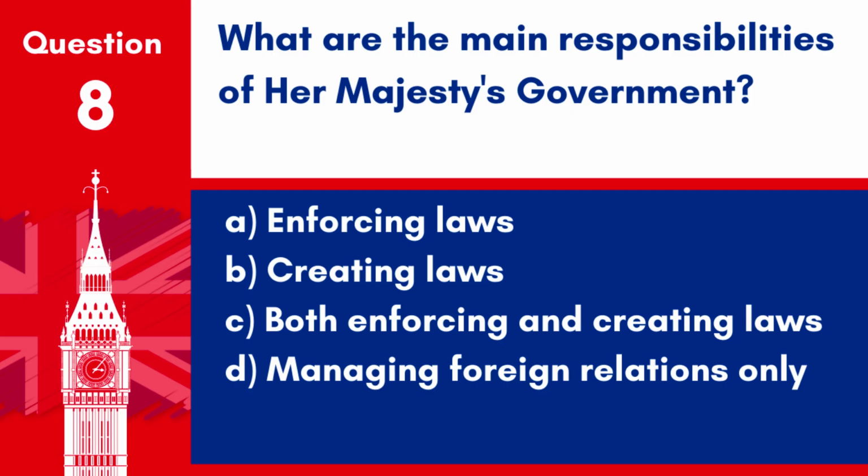Question 8. What are the main responsibilities of Her Majesty's government? A. Enforcing laws. B. Creating laws. C. Both enforcing and creating laws. D. Managing foreign relations only. Answer: C. Both enforcing and creating laws. Her Majesty's government is responsible for both enforcing laws and creating new laws in the UK.